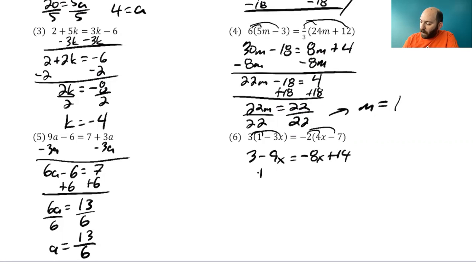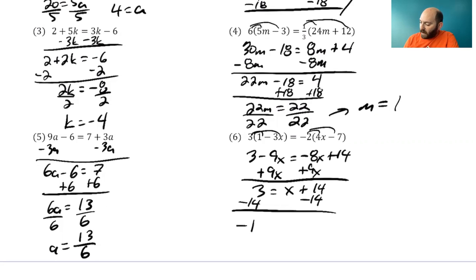Again, I like to bring the bigger one over to try to make a positive. So I'm going to bring 9x over this way, so that 3 is equal to a positive 1x plus 14. And then I'll subtract 14 over, so that I get a negative 11 for x. Okay. These are not the only way to do these problems. My preference every time has been to try to make my x variables positive. Okay. It's not always going to be possible, but that's just my goal usually.